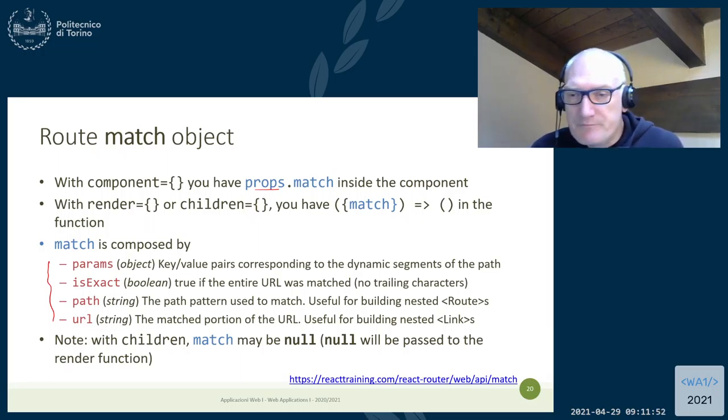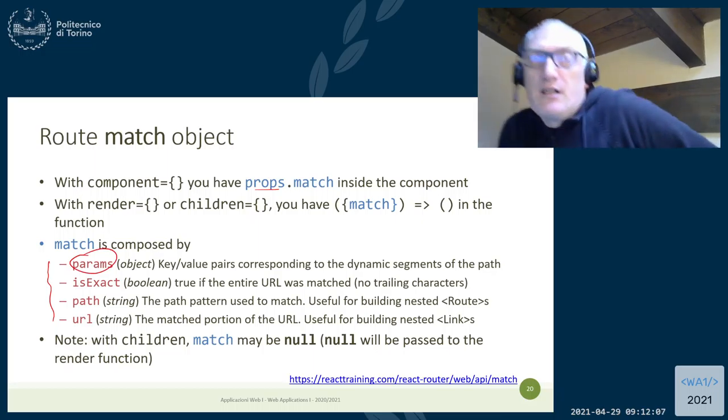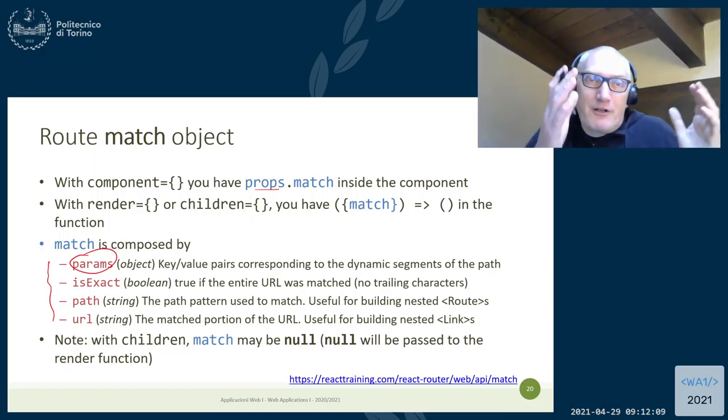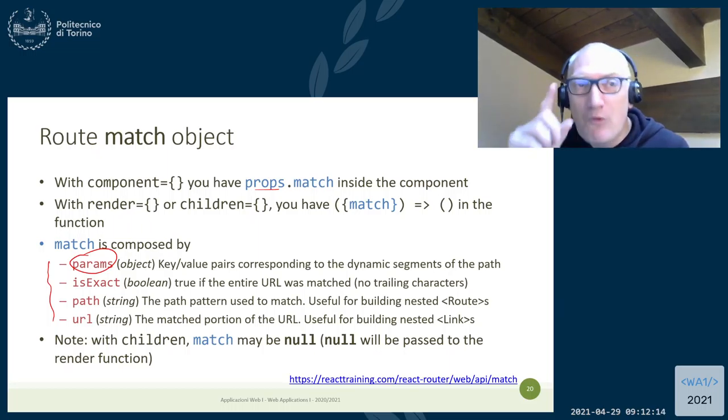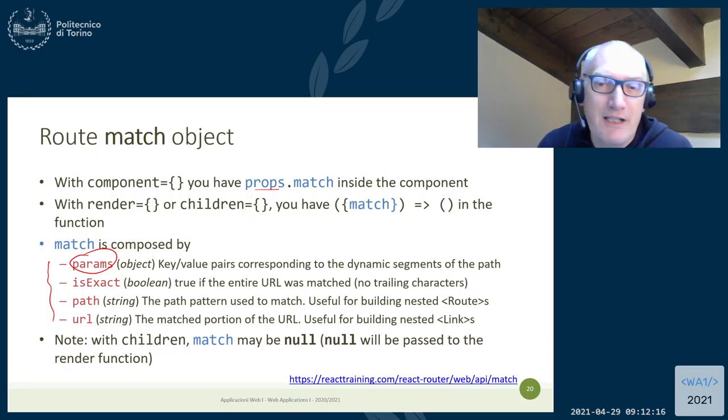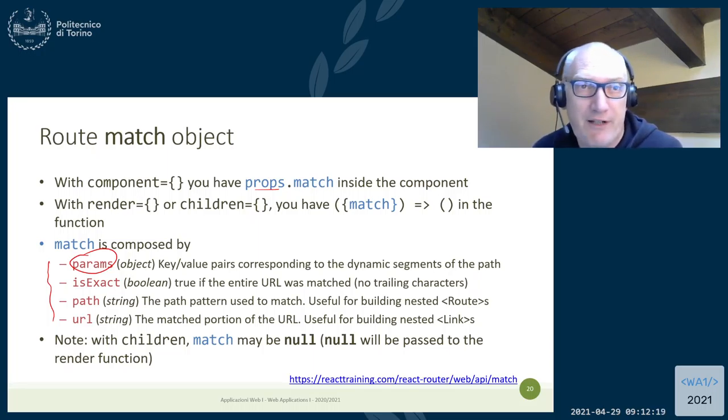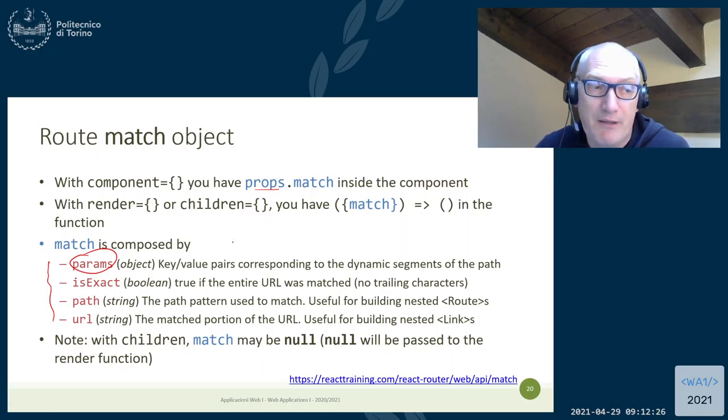If we want to fine-tune something, in many cases we don't need to go into such strict detail, except for extracting the parameters. Yes, that can be useful. In the other cases, we let the route do its work. Let it render or not the component. I don't want to second guess the route and say, okay, but why did you match this? Was it an exact match or not, or something like that? Maybe we don't need it in many cases, but we may need the values of some parameters in the case of parametric queries.